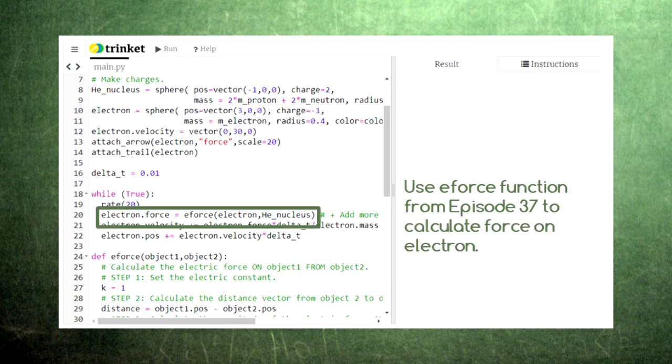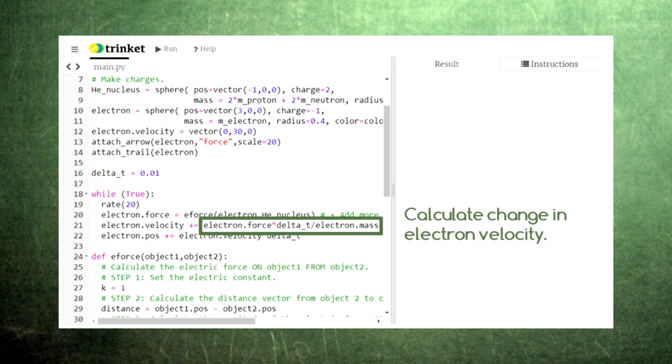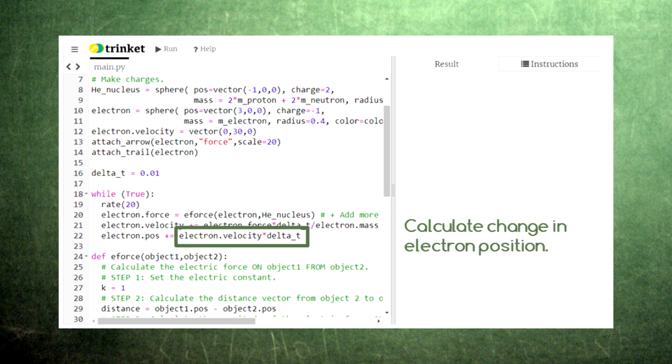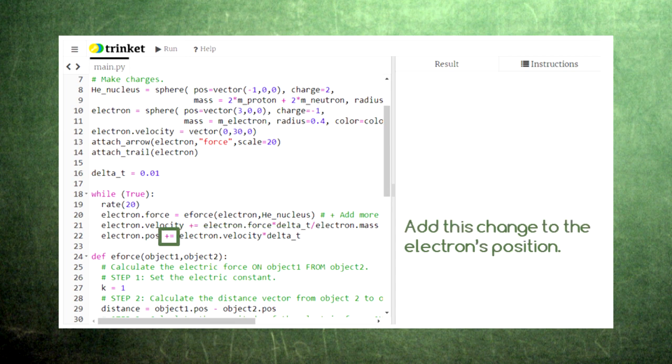First, we calculate the force on the electron using the same electric force function we saw in the previous video. Second, we calculate how much the electron's velocity will change by during this run of the loop. Then, we add this change in velocity to the electron's current velocity. Next, we calculate how much the electron's position will change by. And finally, we add this change in position to the electron's current position.